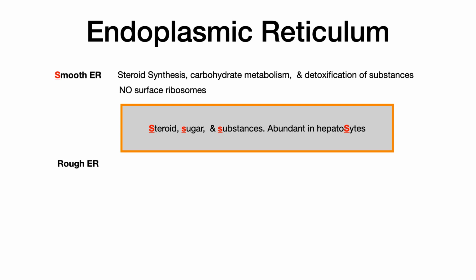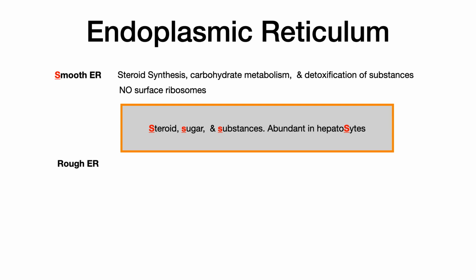S for steroids, sugar, and substances. For steroid synthesis, carbohydrate metabolism, and detoxing substances. These are abundant in the hepatocytes, and just change the letter C to S in hepatocytes to remember this. So smooth ER, remember the letter S. Steroids, sugar, substances, found in the hepatocytes.